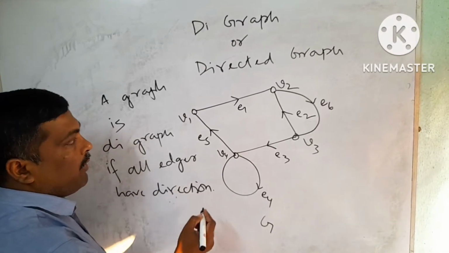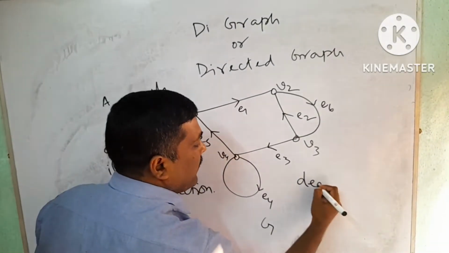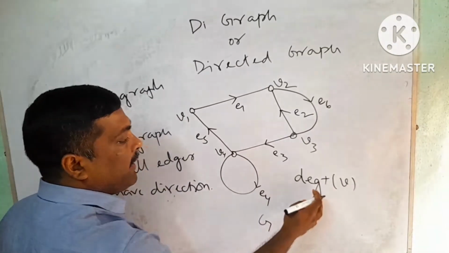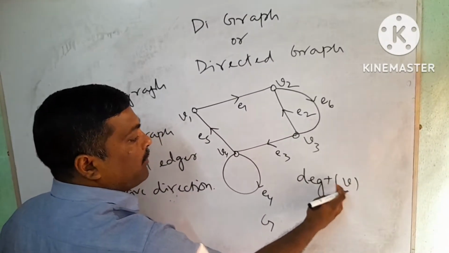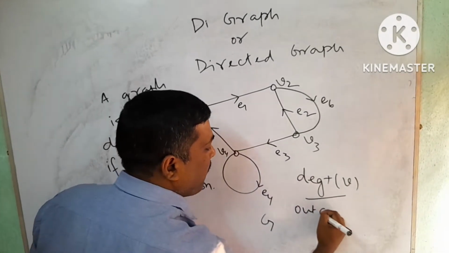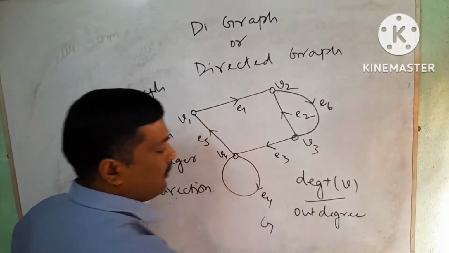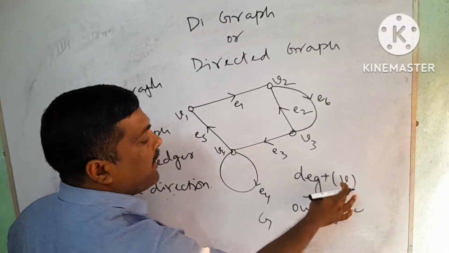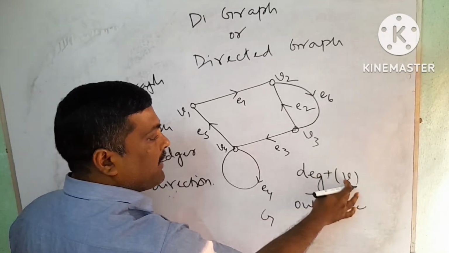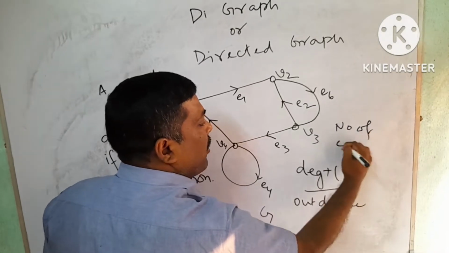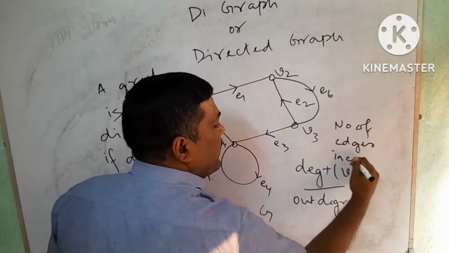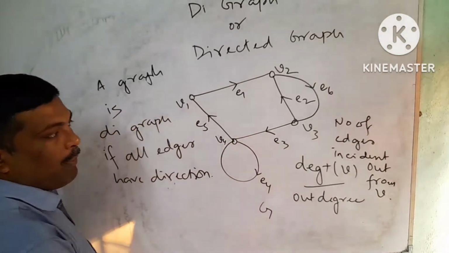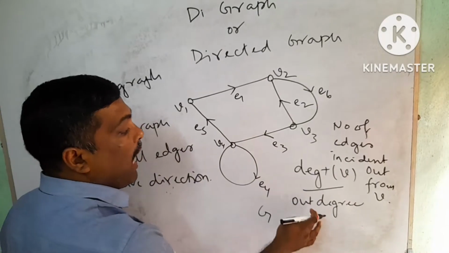Now, in digraph, suppose what is d_G plus V? Suppose d_G plus V means the out degree of this vertex V. d_G plus V means out degree of this vertex V. Okay, that is the number of edges incident out from vertex V. Number of edges incident out from this vertex V, that is the out degree of the vertex.